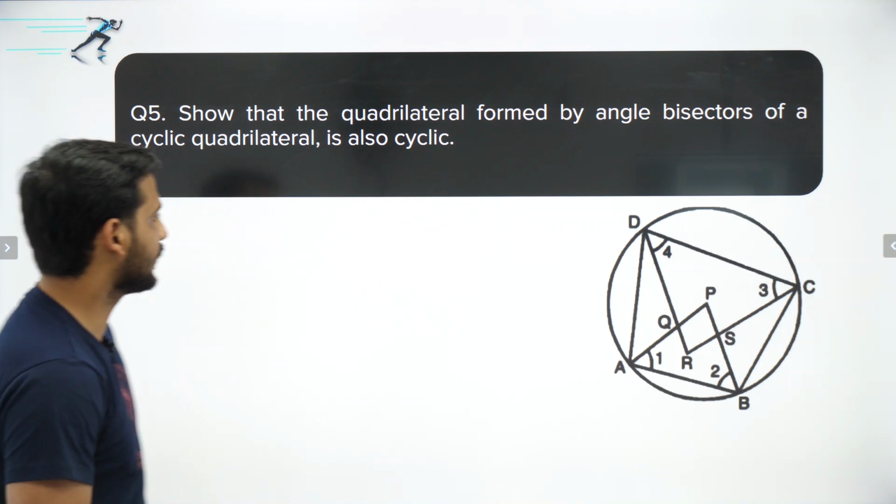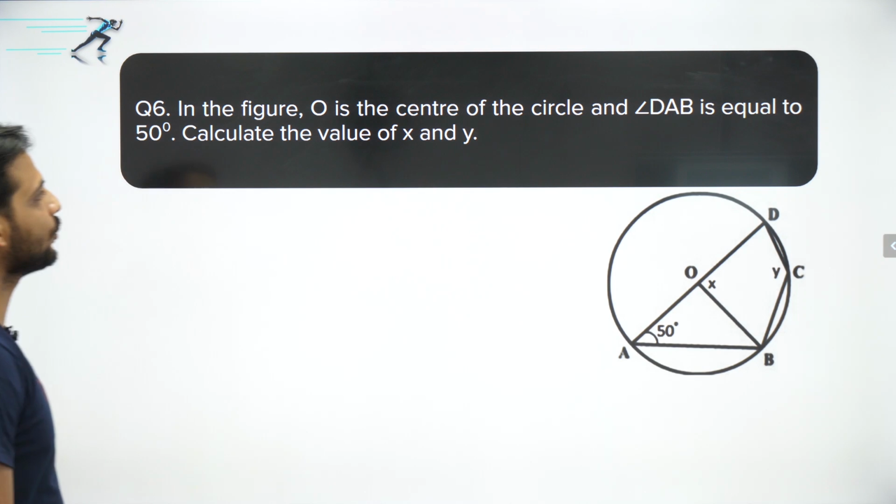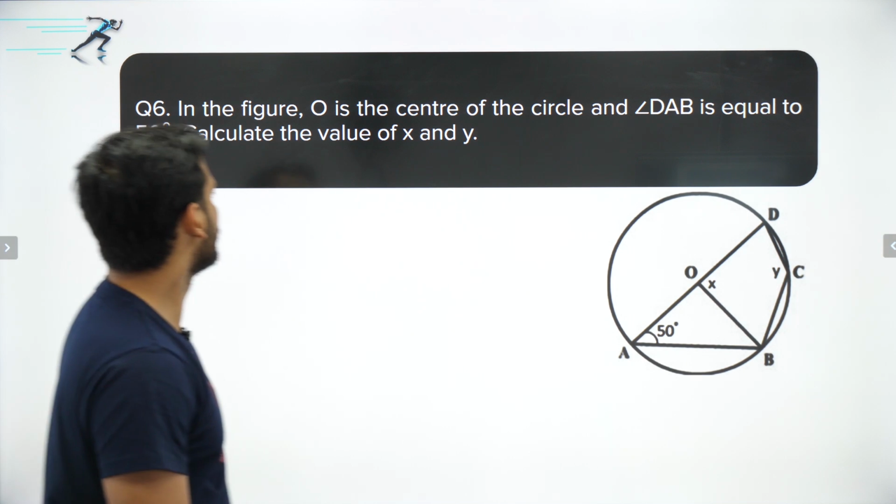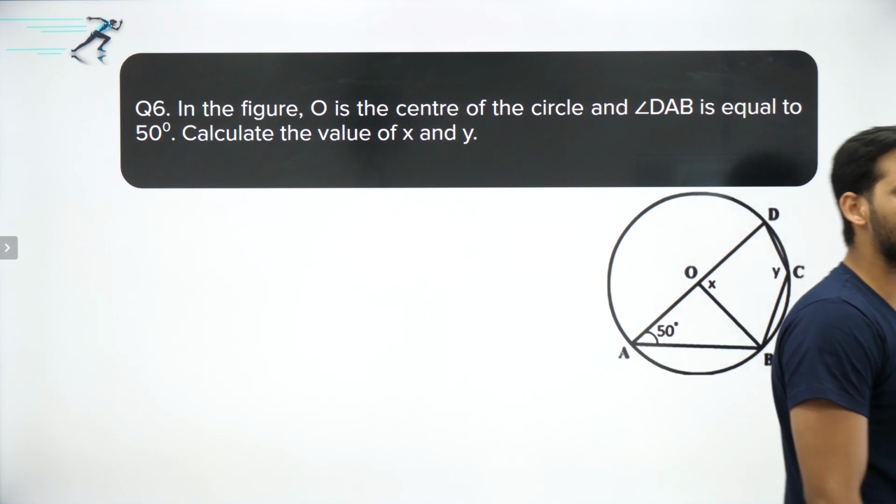So now let's move to the next question. Next question we have is, in the given figure, O is the center of the circle and angle DAB is equal to 50 degrees. Find the value of X and Y. Again, a very easy question.